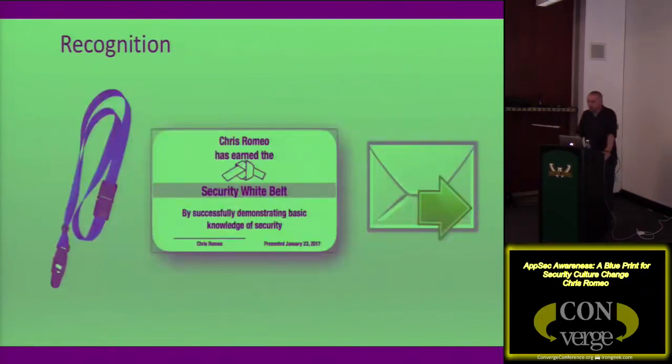And then recognition is another important piece of this. I've done various things in the past to recognize people. I've created custom lanyards that have the color of the belt that allow them to show off the fact that they've learned something new. Certificates, emails. Certificates have different value in different parts of the world. If you're a global company, India and China put a much higher value on receiving a certificate that they can print and hang on their cube wall.